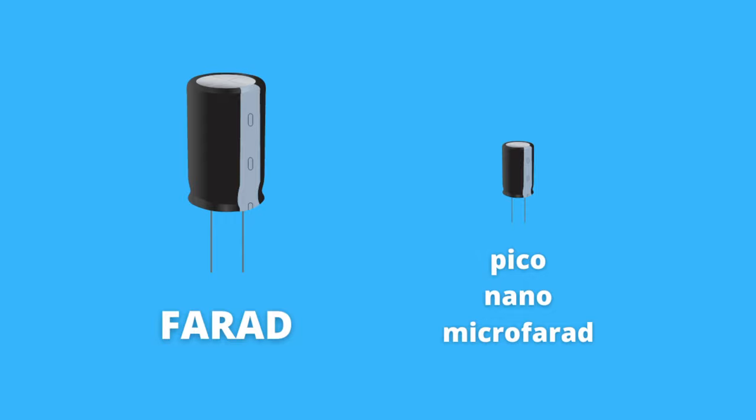Farad is a huge unit, so pico, nano, and microfarad are used. The operating voltage is also marked on the capacitor. If you want to replace the capacitor, you need to put one with the same values. You cannot set a lower or higher value of the capacitor than the same.